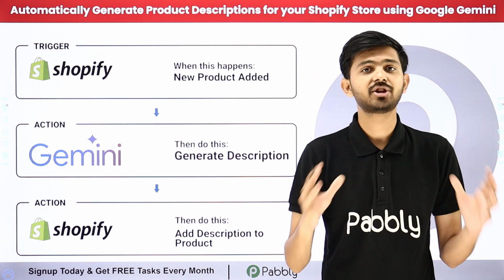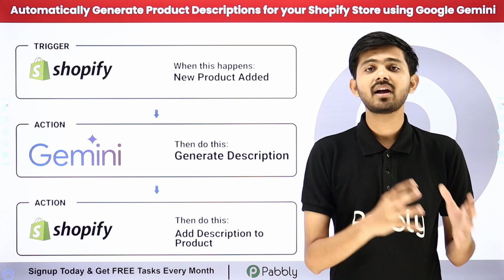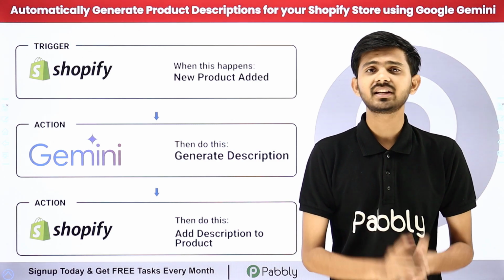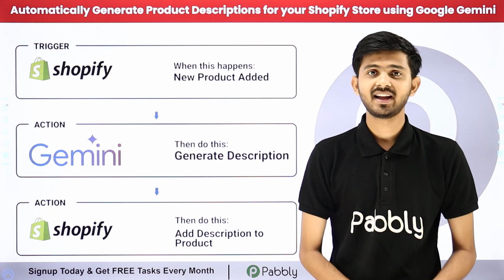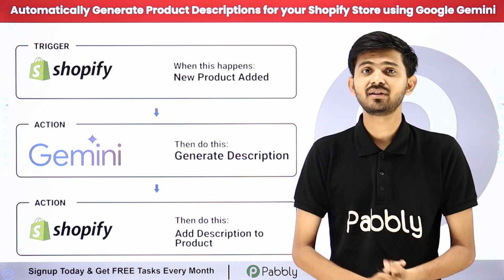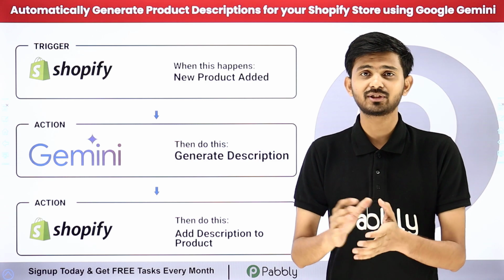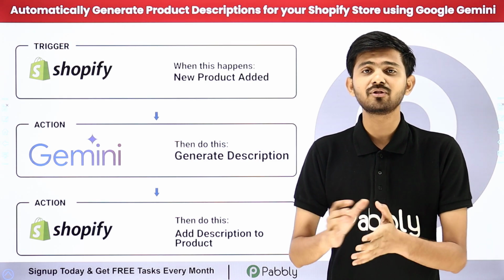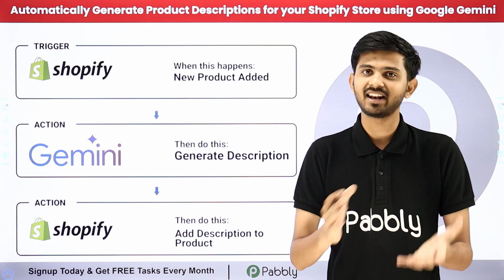Our topic is how to automatically generate product descriptions for your Shopify store using Google Gemini. So here I'm running my online Shopify store and I'm listing new products in my Shopify store. What I want is to automatically generate product descriptions for my products so that I don't have to do this manually, and it will save me time and energy.